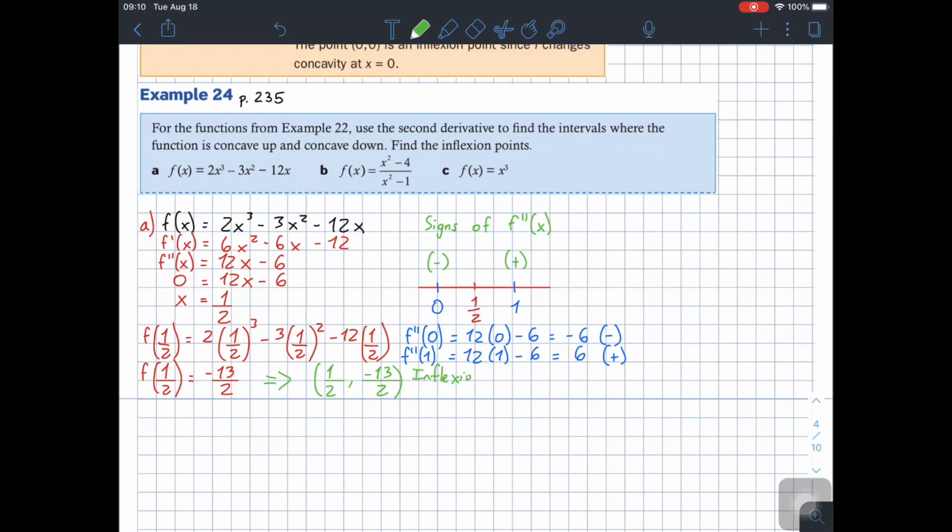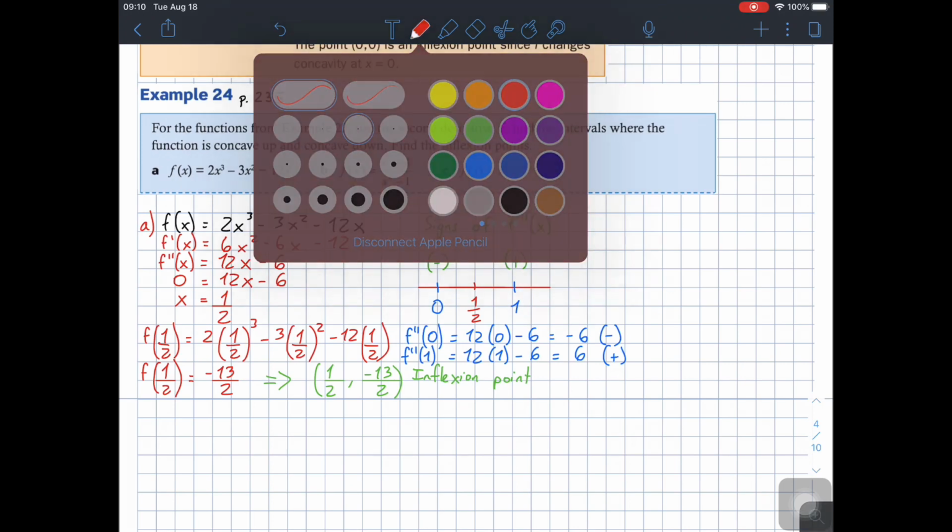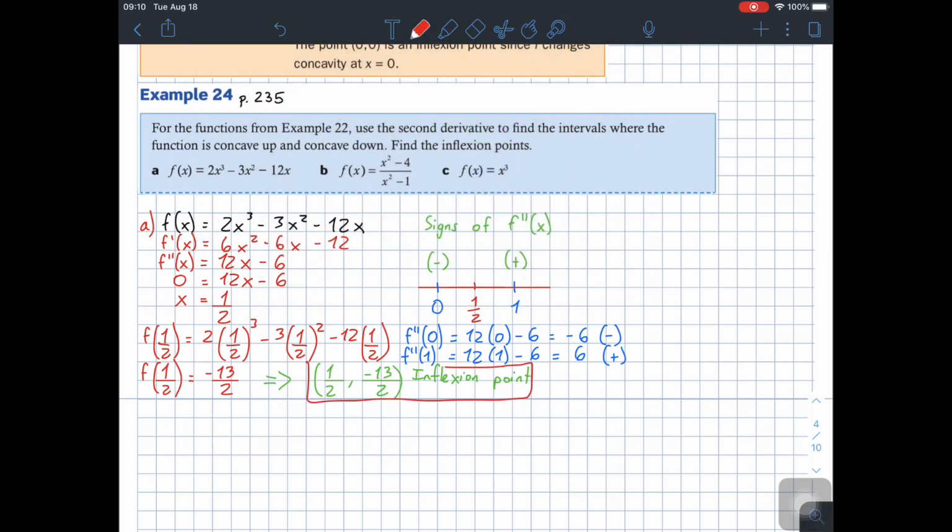Inflection point. So this would be one answer for this example. And we need to determine the intervals where the function is concave up or concave down. So we already know, since the sign is negative before the inflection point, then before the inflection point, the function is concave down. And after the inflection point, the function is concave up.